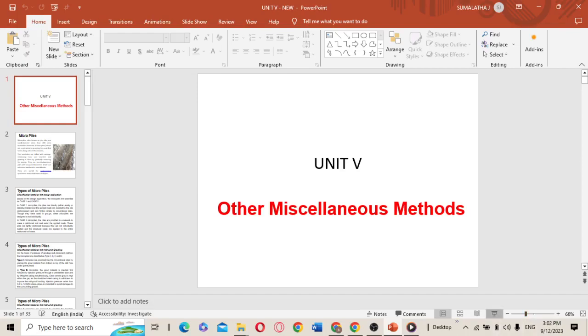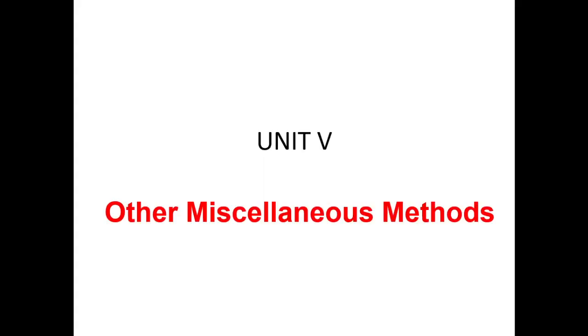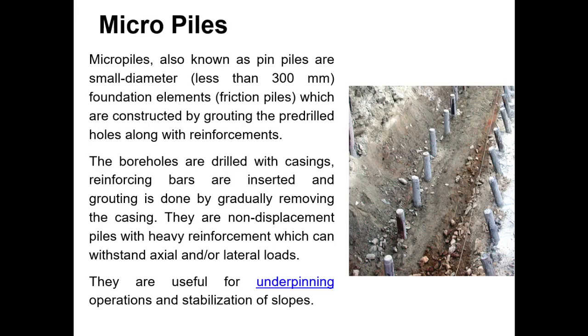The other miscellaneous methods in ground improvement will be discussed. The first one is micropiles. Micropiles, also known as pin piles, are small diameter, that is, less than 300 mm diameter foundation elements, which are constructed by grouting the pre-drilled holes along with reinforcements.